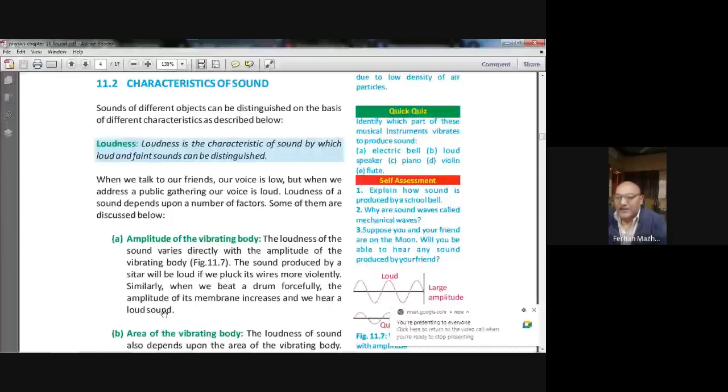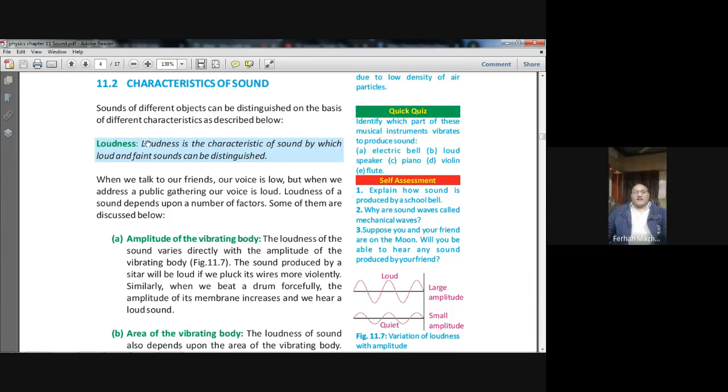Today, our target is to study the characteristics of sound, and it is very easy and very important also, because these characteristics are tested in exams also. So, the first characteristic of sound we are studying is loudness.